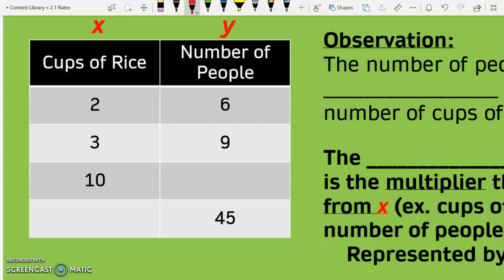2 cups of rice will feed 6 people. Well, let's see, if we need to go from 2 all the way over to 6, we can accomplish that by multiplying by 3. Okay, how about 3 to 9? Well, we can do that by the same thing, right? 3 times 3 will get us to the 9. 2 times 3 will get us to the 6.